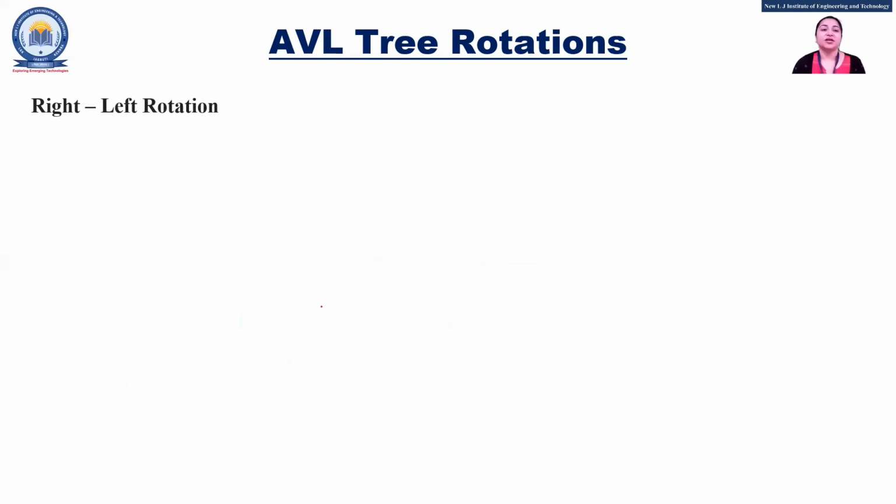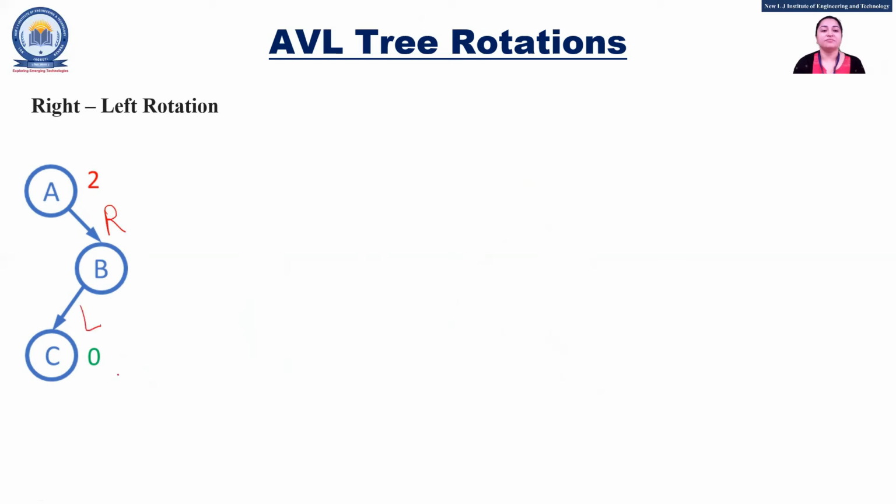Let us now see right-left rotation. This is also called double rotation, as in this case we have to rotate the node twice. Okay, so this is the case of right-left imbalance. Here, node A is imbalanced because of its right subtree's left subtree. That's why it is called right-left imbalance. And we will do right-left rotation in order to balance the tree.